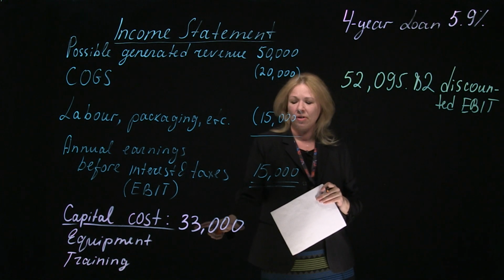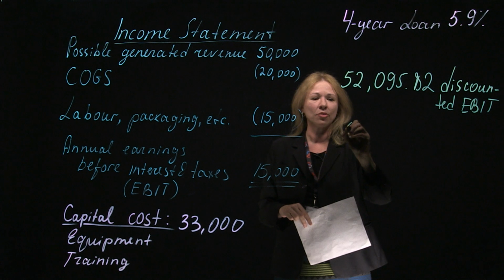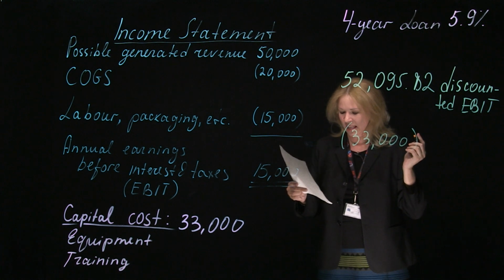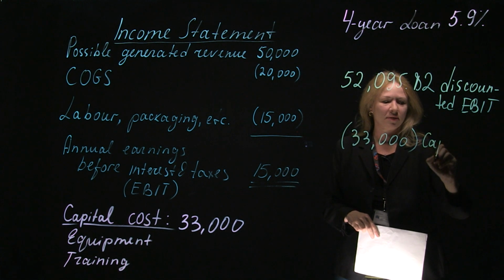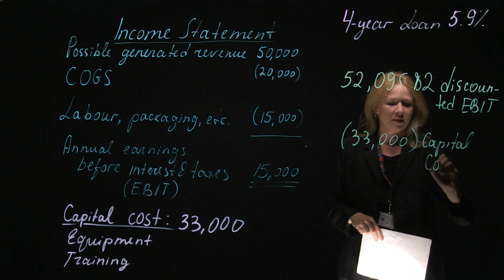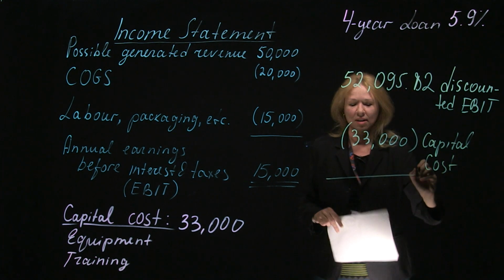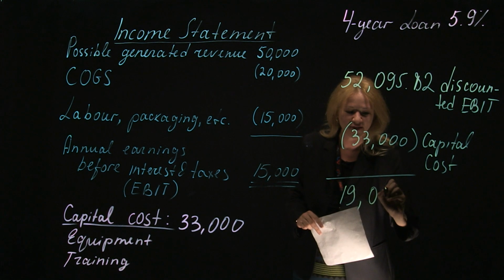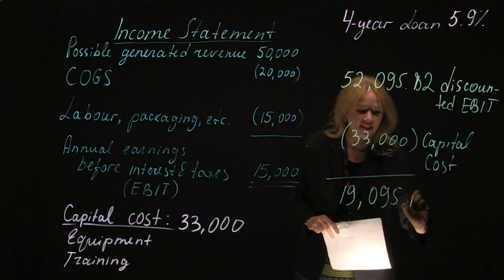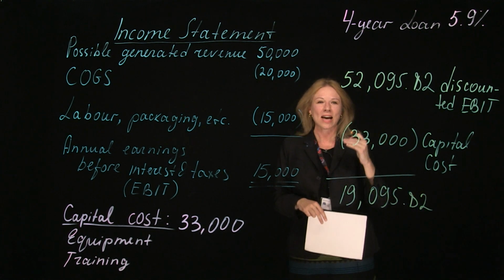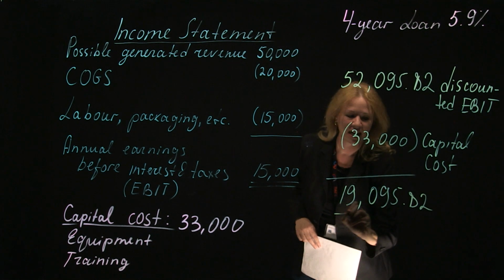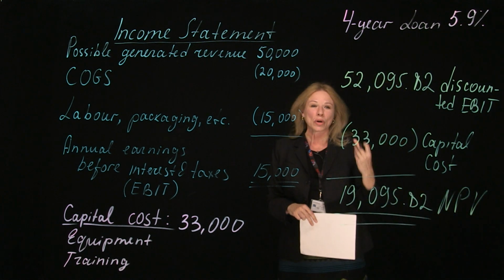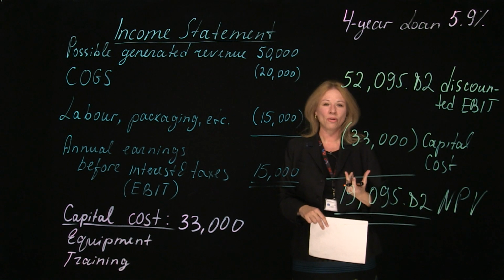You also have to consider initial capital costs. So you'll have to subtract $33,000 as your capital cost. And what you have at the end of the day, you will have $19,095.82 if you are into these kind of things, if you want to be precise, as a lot of accountants like to do. And so this is your net present value. Because this amount is comfortably larger than zero, we should invest.